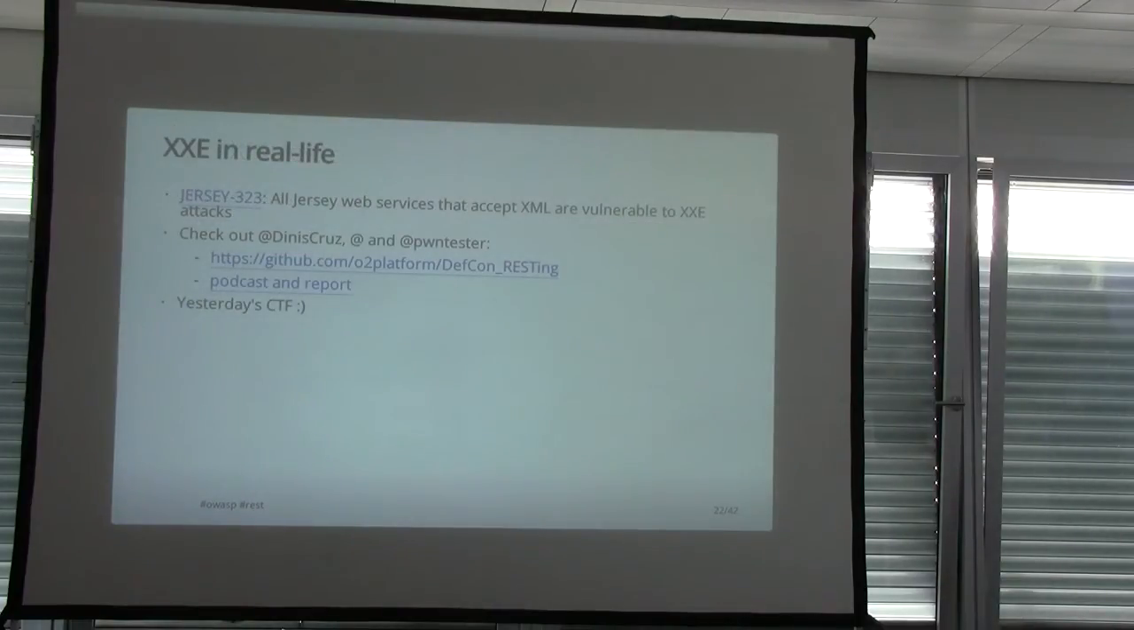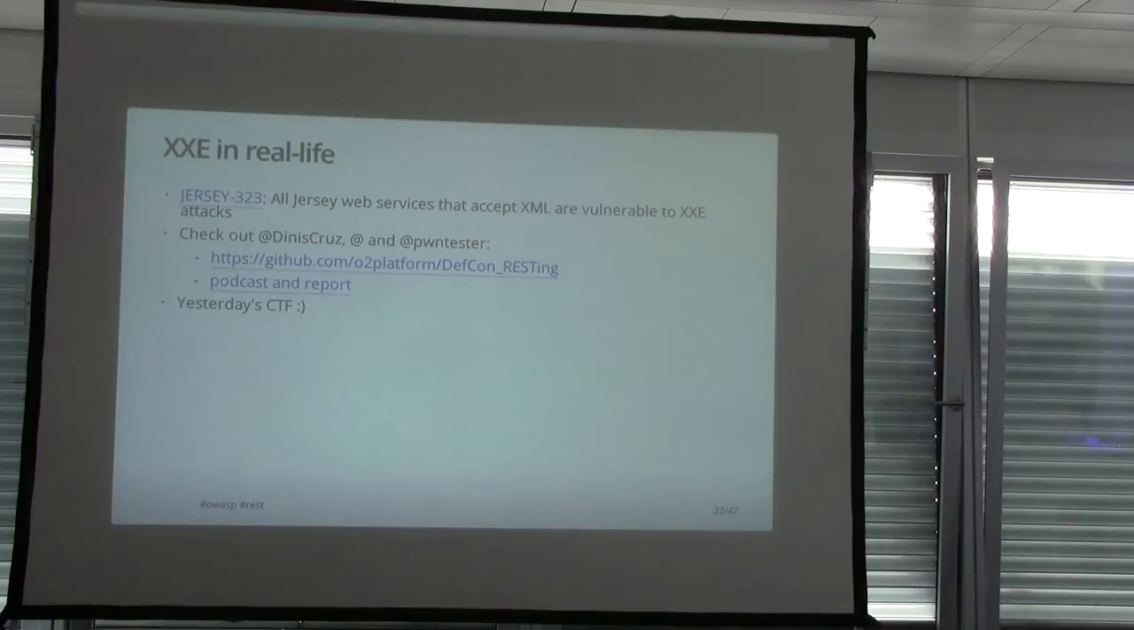Jersey, which is a pretty famous Java REST API framework, had this problem. It was in a pre-release version, so it wasn't in the production version, but still, they had this problem. You should check out Denise and the other guys' talks. There are some links there. You'll get the slides later. You can click them and see, and you can also just search for DEF CON RESTing. You should find it. It's quite cool what they found. There was also, as far as I understand, an XXE attack in yesterday's CTF. So some of you were probably familiar with this already.